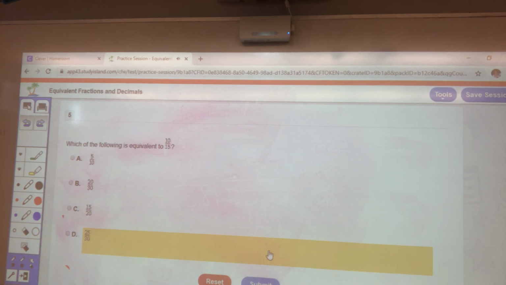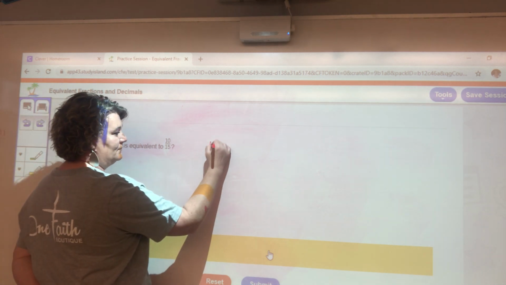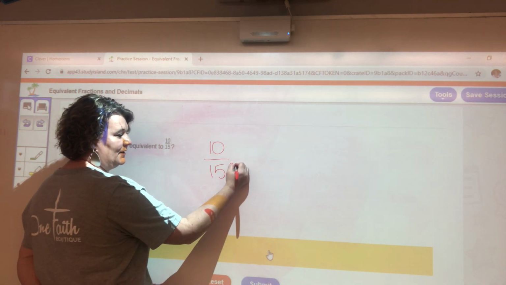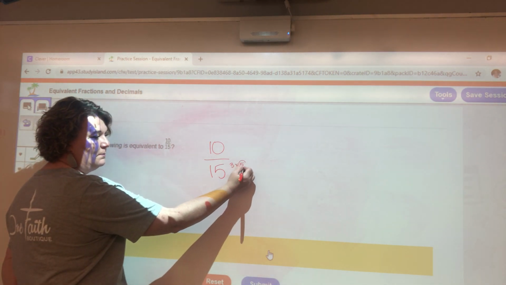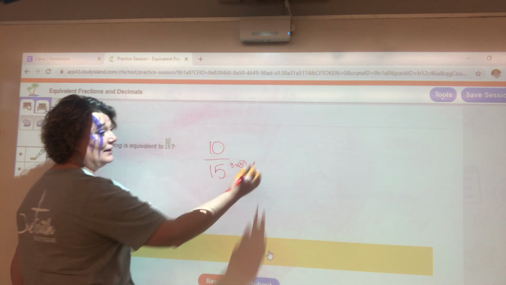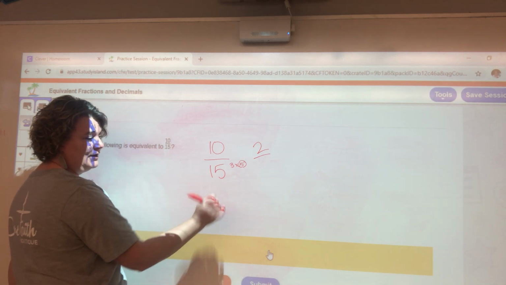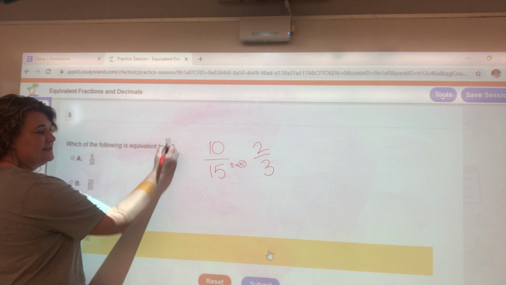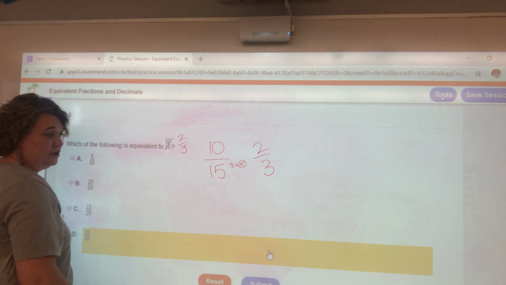Which of the following is equivalent to 10 over 15? Well, here we go. We're going to have to reduce this. So I'm 10 over 15, and I'm going to come over to the side because I know 3 times 5 is 15. And I'm going to start with the biggest number. If I'm a 5, can I dive into that 10? I can. I can dive into it 2 times. If I'm a 5, can I dive into that 15? I can. I can do it 3 times. So 10 over 15 is actually 2/3.